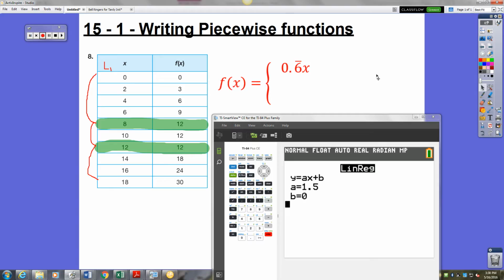The interval I used was all the x values from 0 to 8. So that's the interval. They both get equal bars. Let's finish all the intervals while we're here.